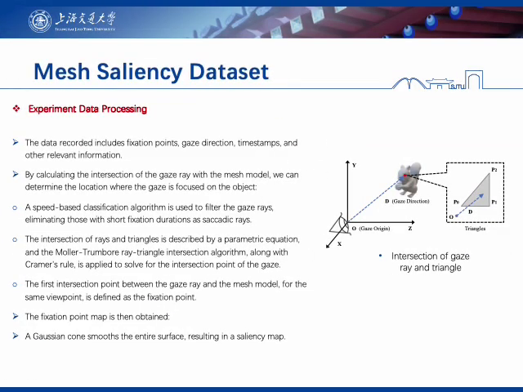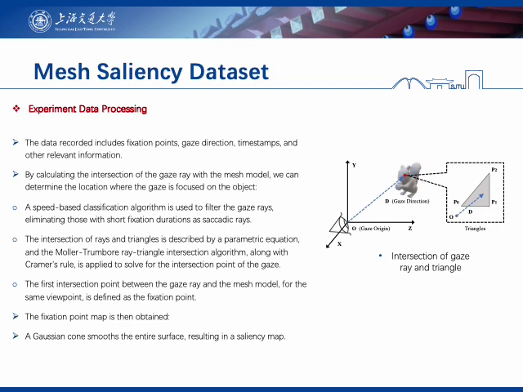Next, we process the experimental data by calculating the intersection points between the gaze rays and the mesh models. We can determine where the gaze is focused on the object.